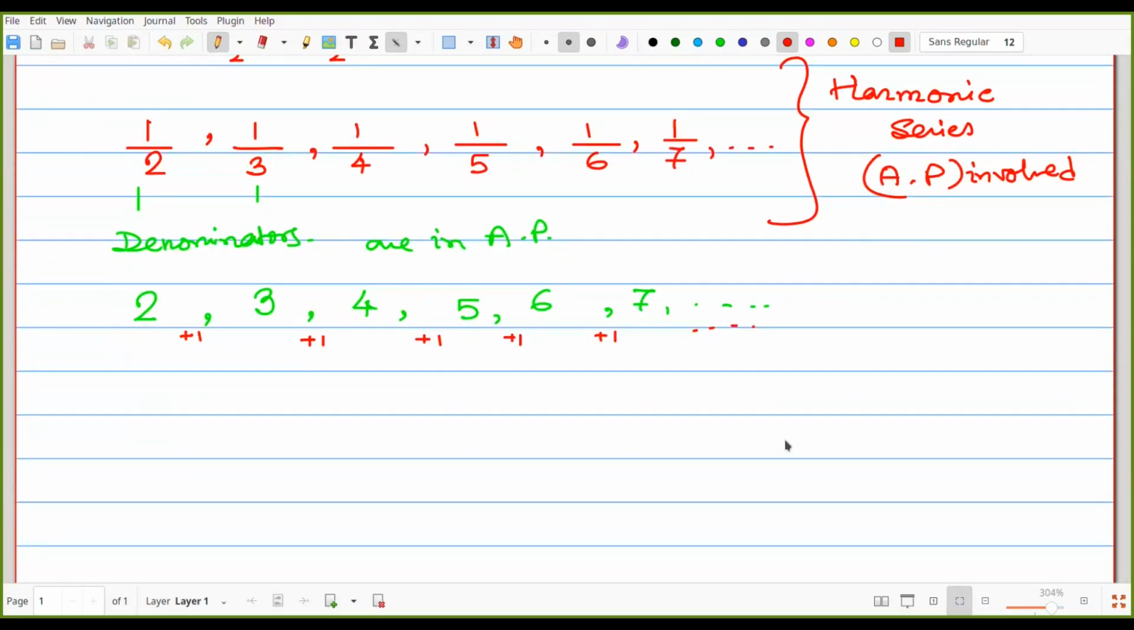Suppose we think of another one, starting from 1 by 3. Then the next one, 1 by 1. Then the next one, 1 by minus 1, 1 by minus 3, 1 by minus 5. What is happening? Look at the denominators.